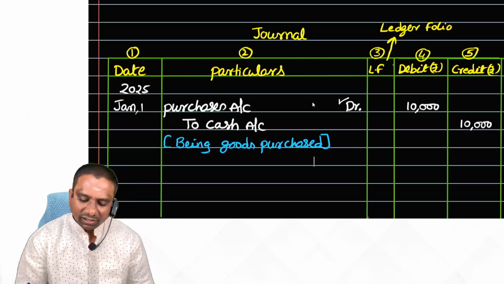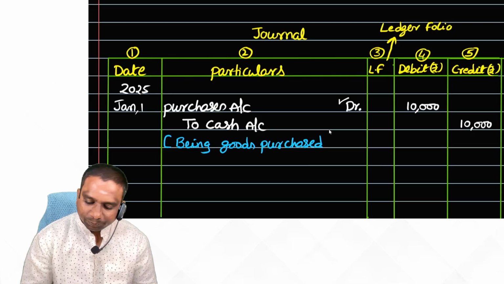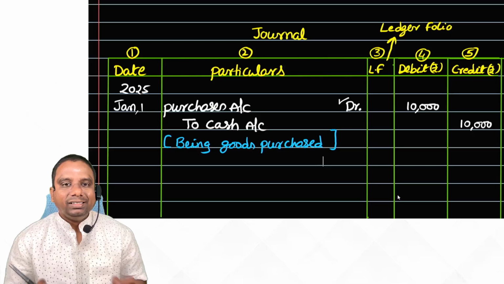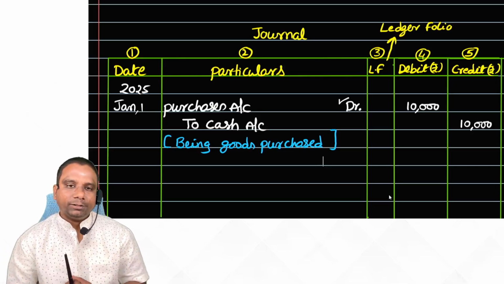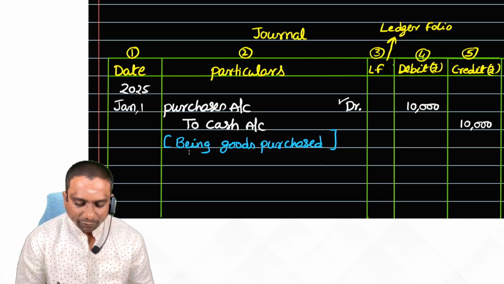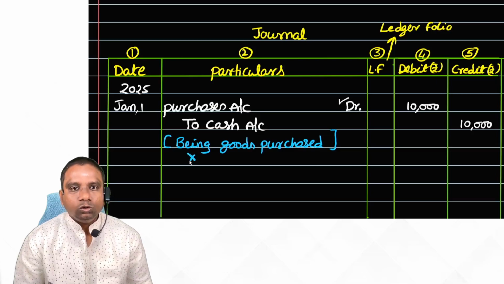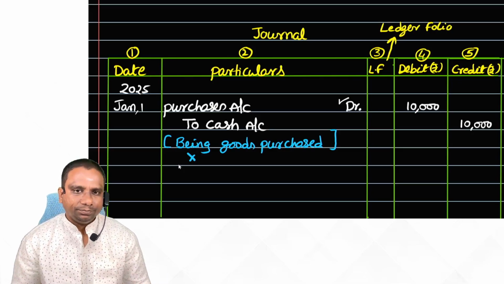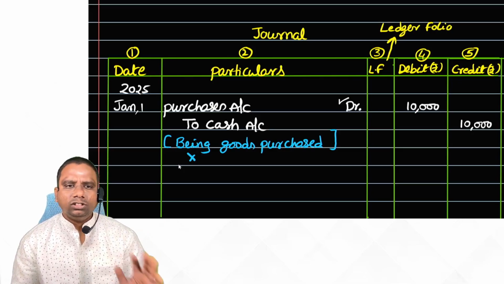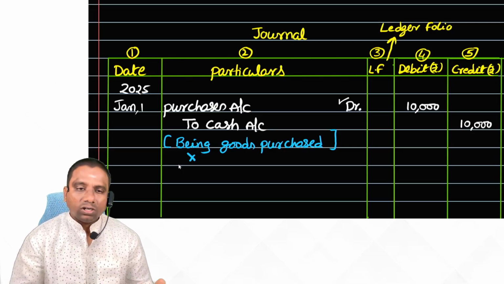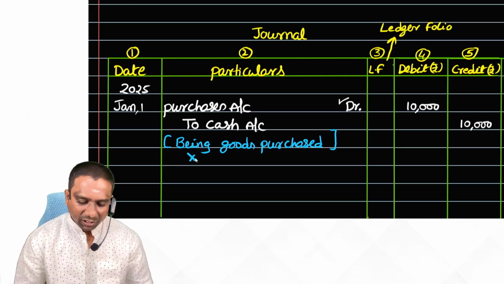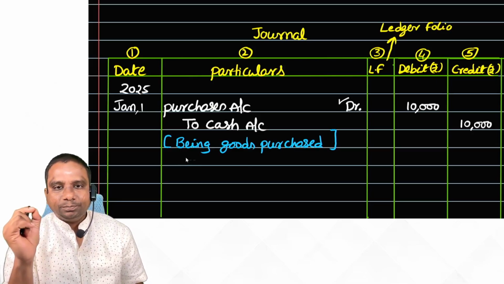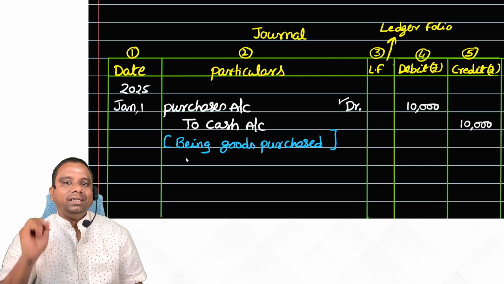Why did you write this entry? Because we have purchased goods. That's why I have written the entry, to indicate that here we are giving a brief explanation. Here you may use the word being or ignore it, simply writing goods purchased. Earlier we used to write the word being. Nowadays, modern accountants do not use it. But in the examination, it is preferable to write the word being. This is how we record the entry.